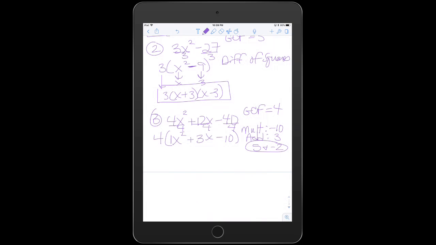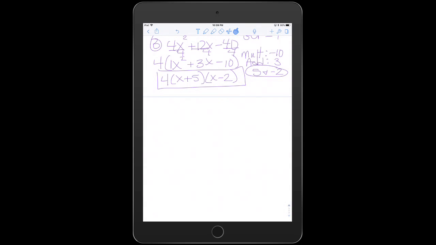Because we can use the shortcut, these numbers become our factors. The number 5 becomes x plus 5. The number negative 2 becomes x minus 2 since it's negative. We had a GCF of 4, so we write that out front. And there's our answer.